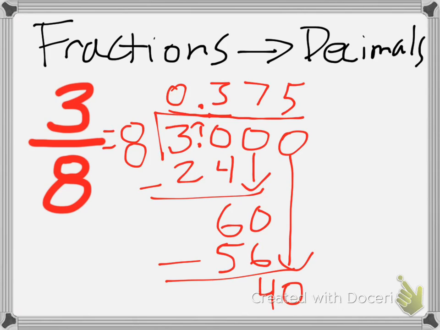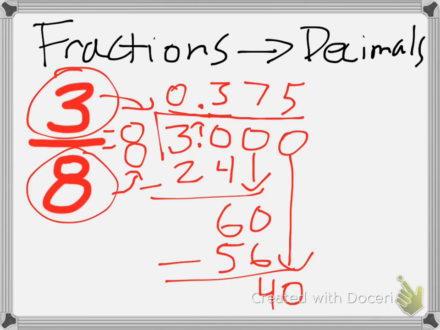So I've just turned 2 fractions into decimals by just turning them into a long division problem. It's a pretty simple process. The biggest piece you need to remember is our numerator always goes inside of our division box, and our denominator always goes on the outside.